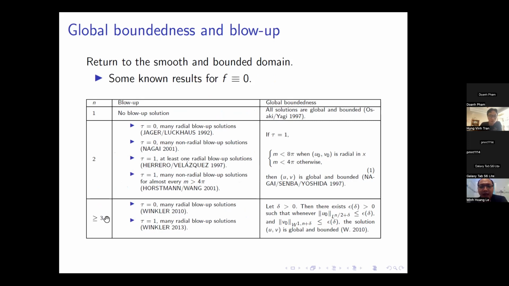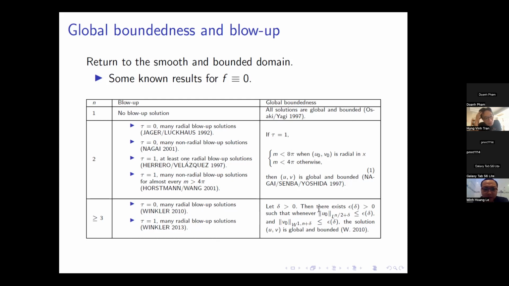Right. And in higher dimension, we don't have many tools, and one of the first tools, maybe the first one to detect blow-up solutions, was discovered by Winkler in 2010. He proved that for any dimension bigger or equal to 3, in the elliptic case, there are many radial blow-up solutions. And he also showed the global existence part here. And for tau equal to 0, three years later, he modified and adapted the method, and it works nicely for the fully parabolic system. So that is the story for n bigger or equal to 3. We have a lot of open questions in higher dimension.